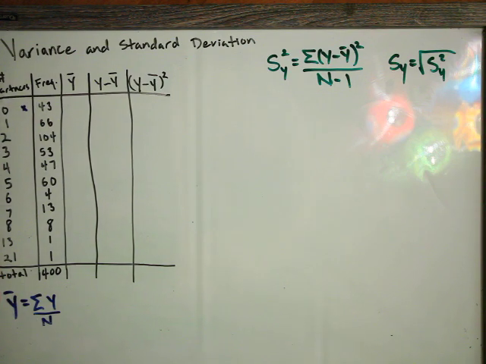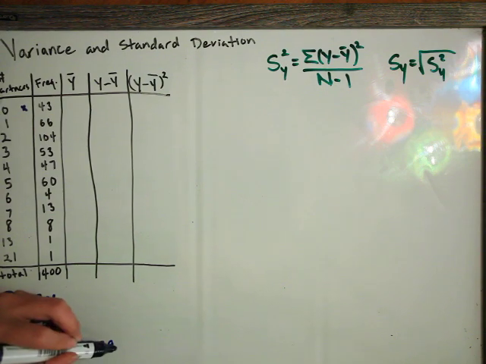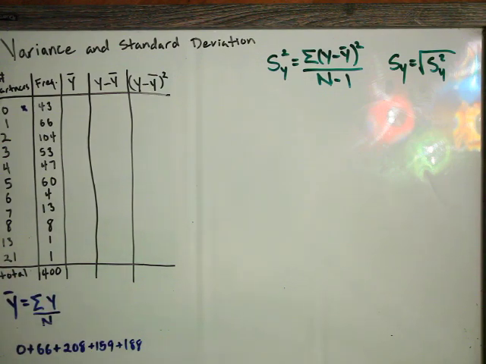So let's do that. We have 0 times 43, which is 0, plus 1 times 66, which is 66, plus 2 times 104, which is 208, plus 3 times 53, which is 159, plus 4 times 47, which is 188, plus 5 times 60, which is 300, plus 6 times 4, which is 24, plus 7 times 13, which is 91, 8 times 8, 64, 13 times 1, 13, and 21 times 1, 21.